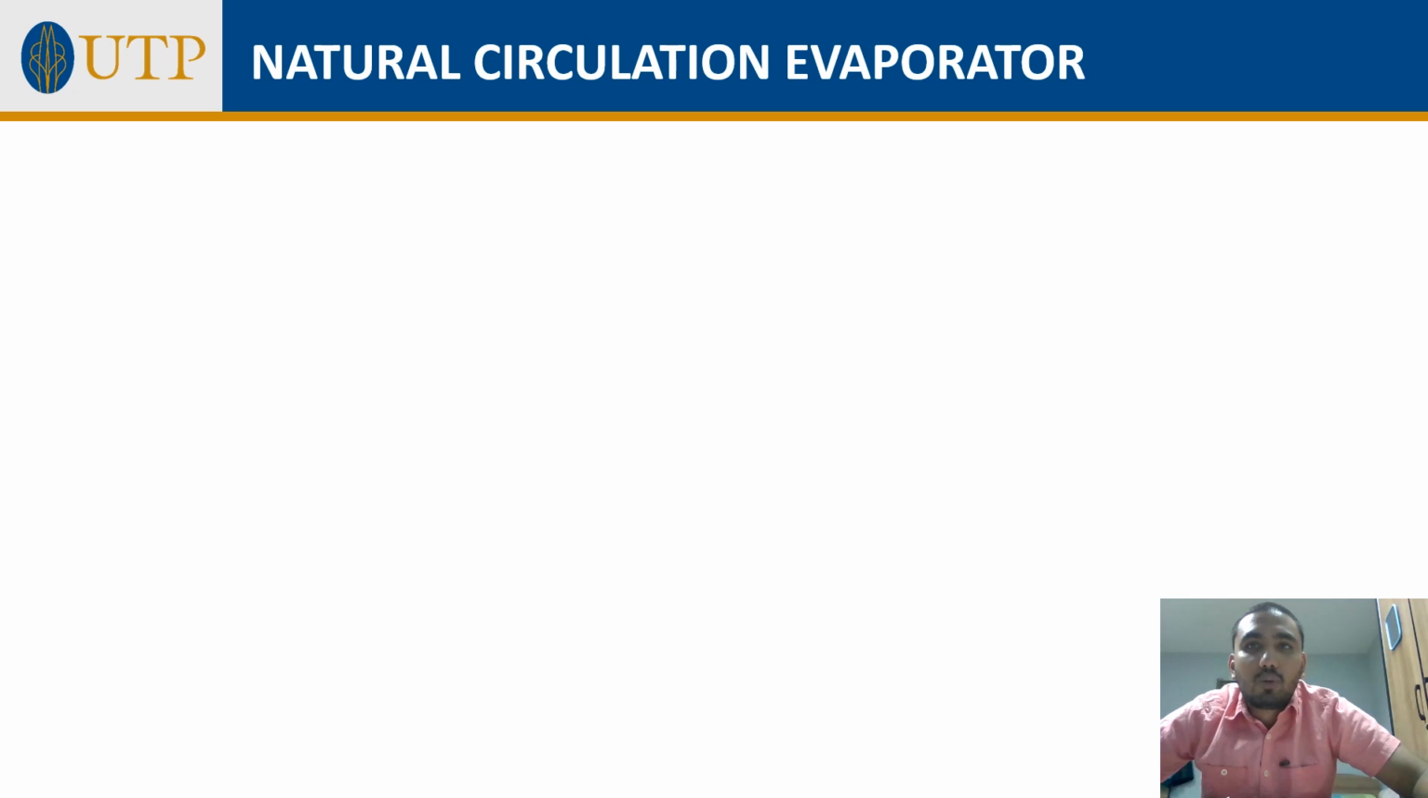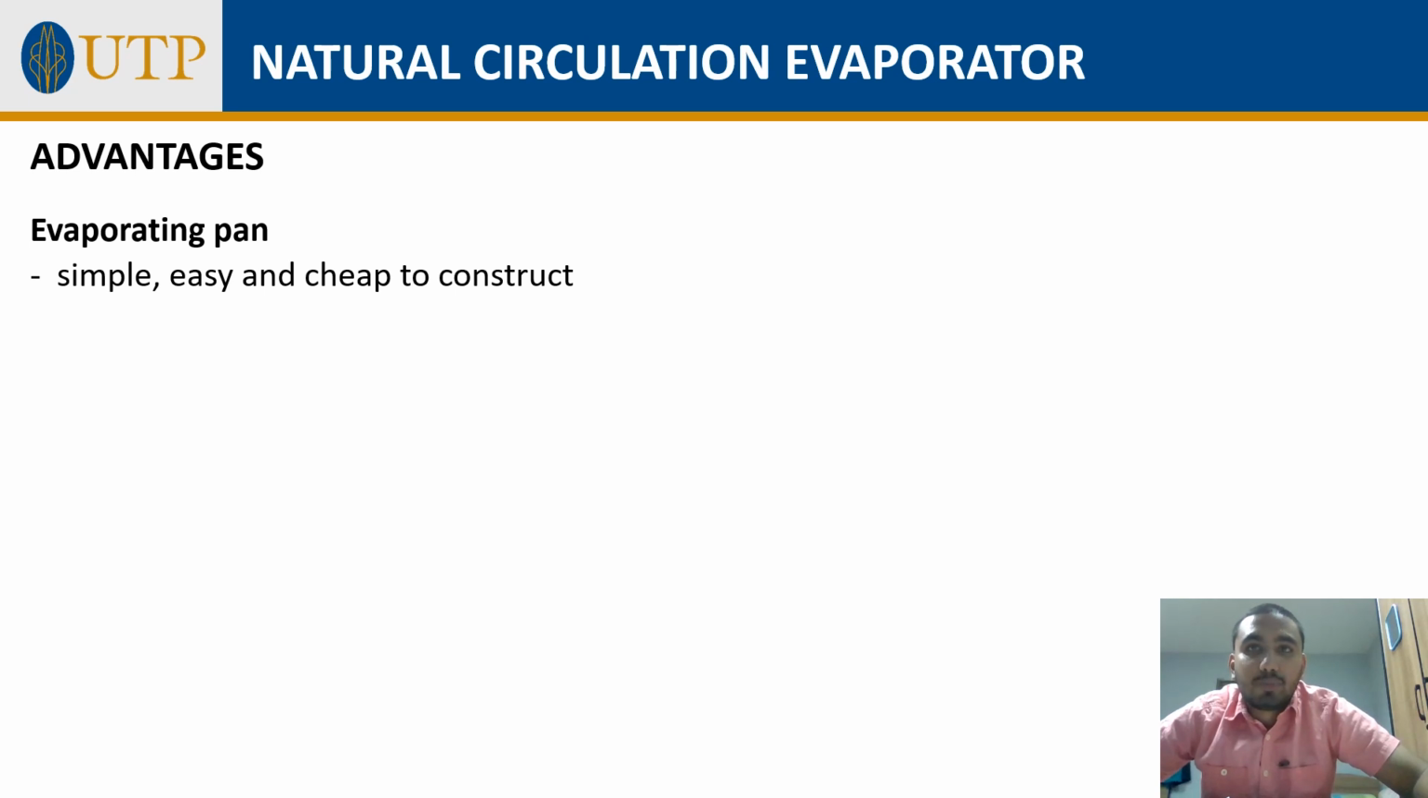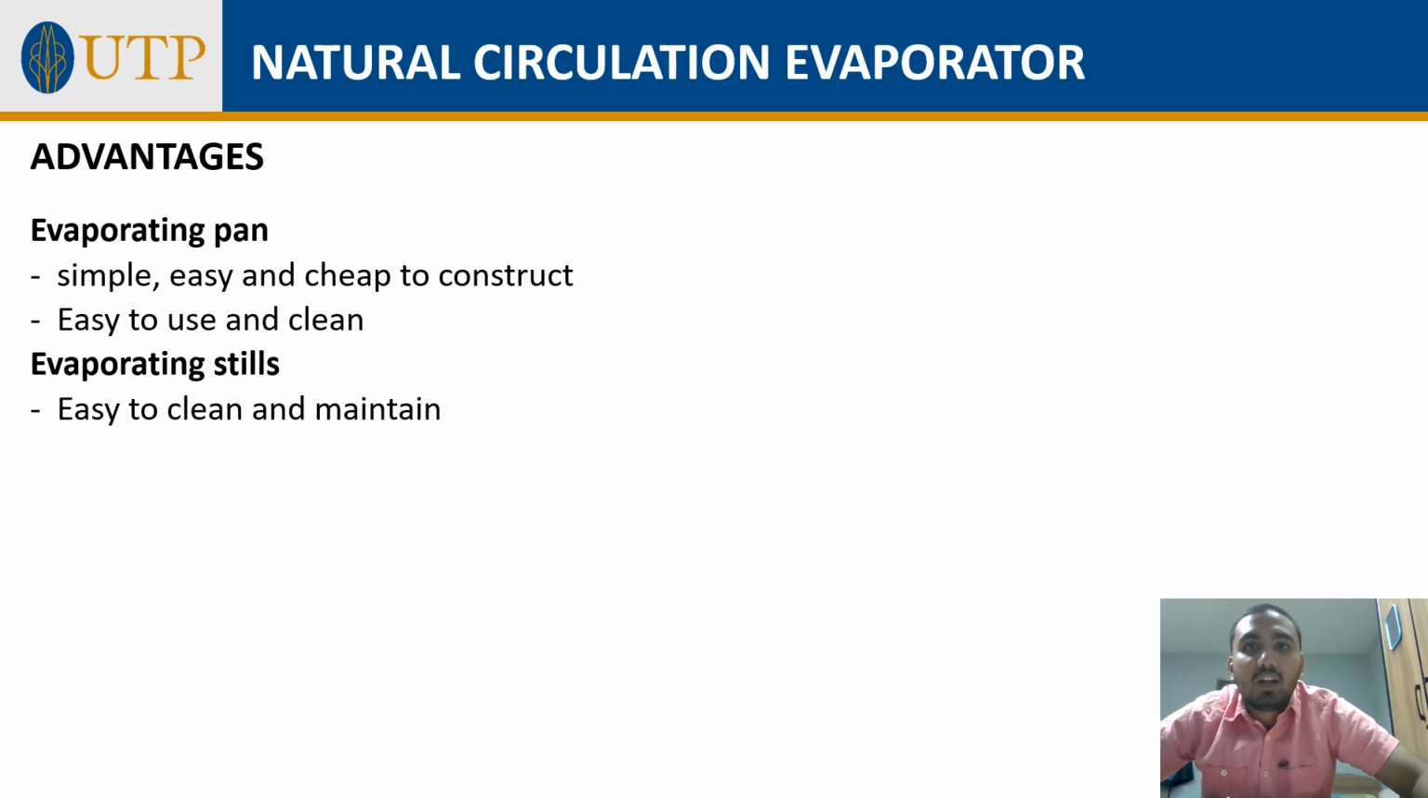Next part, I would like to talk about the advantages of the evaporating pan. There are two. The first one is that it's simple, easy, and also cheap to construct. The second one is that it's easy to use and clean. For evaporating steels, it's easy to clean and maintain. The second one is it's flexible to allow other solvents to be used.